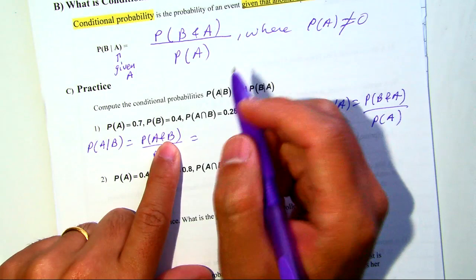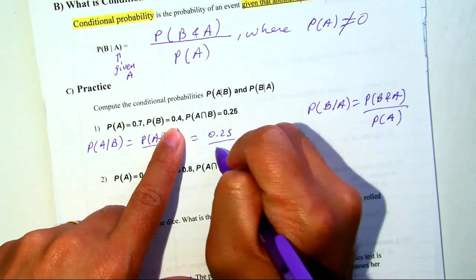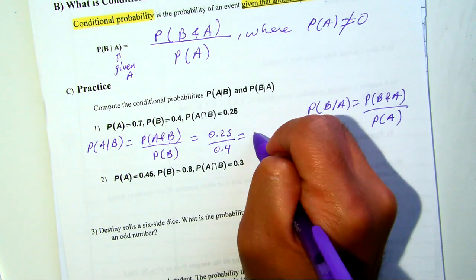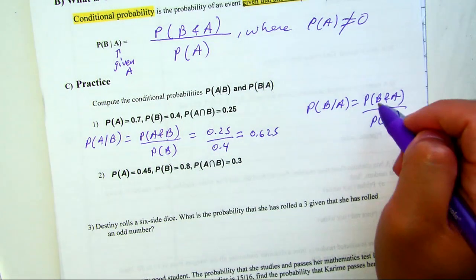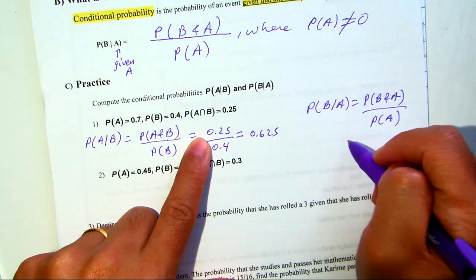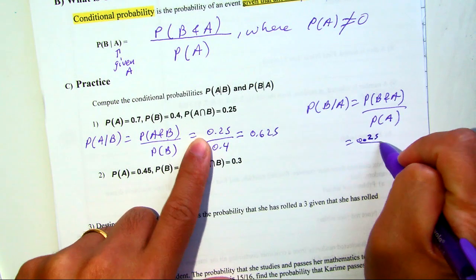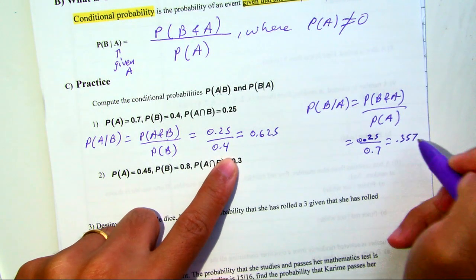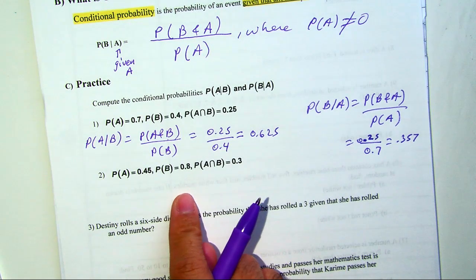A and B all together is 0.25 over the given B, so 0.4. And from here we can use a calculator and you will get 0.625. For this one, B and A, since it can be the same, so 0.25 over 0.7 equals 0.357. And you can do number 2 similar to number 1.